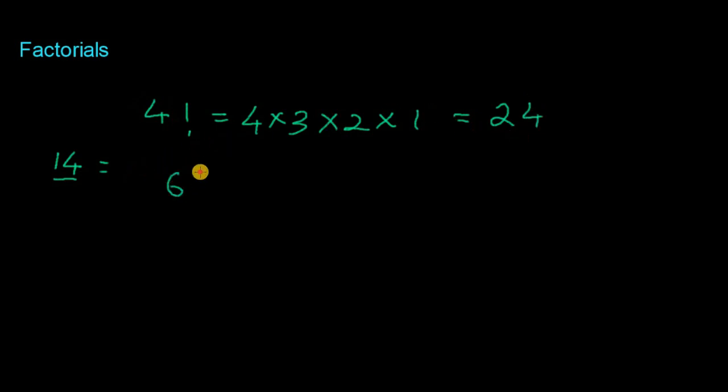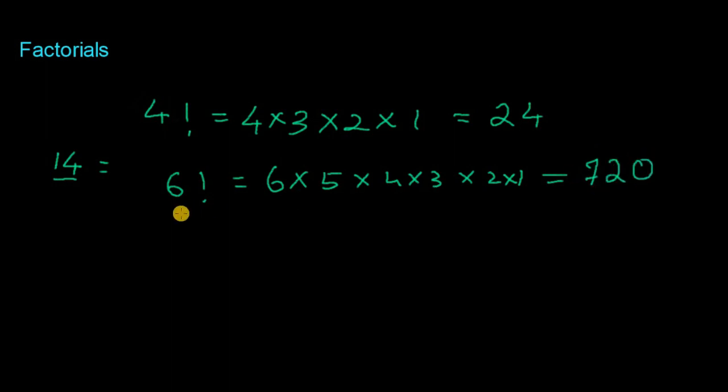If you're given 6 factorial, it's going to be the same way. So you begin with 6 and multiply with its preceding numbers until you get to 1. So it is 6 into 5 into 4 into 3 into 2 into 1. There is a multiplication sign here. It's equal to 720.